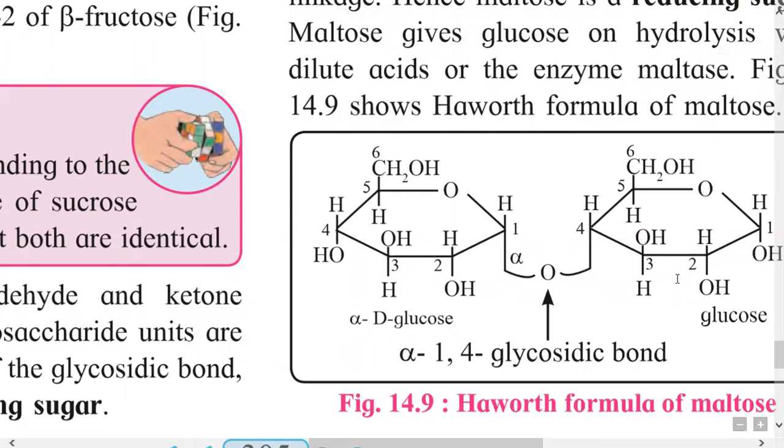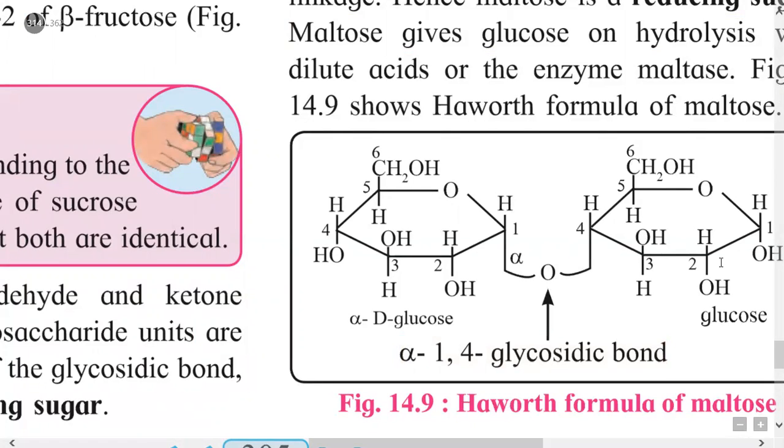Hence it is called an alpha glycosidic linkage. It is between first carbon of first ring and fourth carbon OH group of the second ring. Hence it is called an alpha 1,4 glycosidic linkage. The structure is very simple to remember.